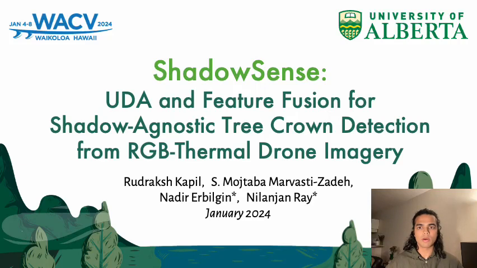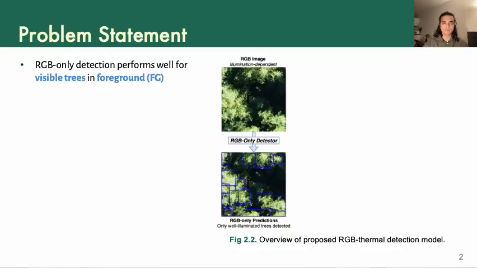This talk will describe how unsupervised domain adaptation and feature fusion can be used to perform shadow-agnostic tree crown detection from RGB and thermal drone imagery in a novel method we term ShadowSense. Detecting individual tree crowns from remote sensing data is important for many applications, like forest inventory and disease monitoring.